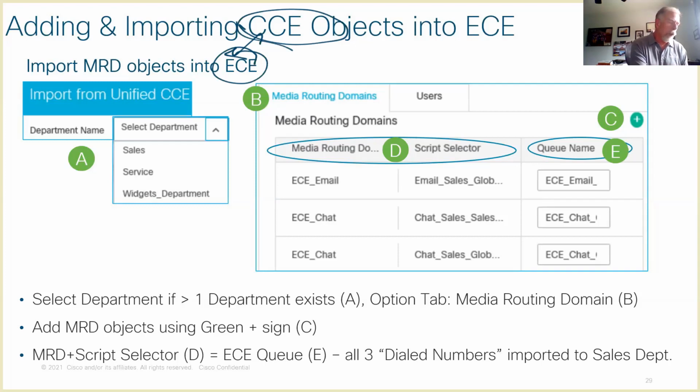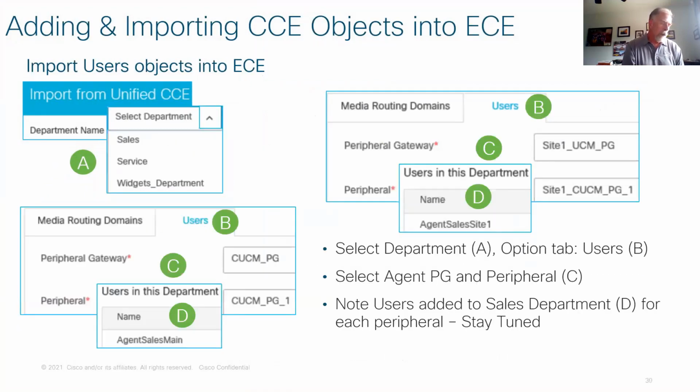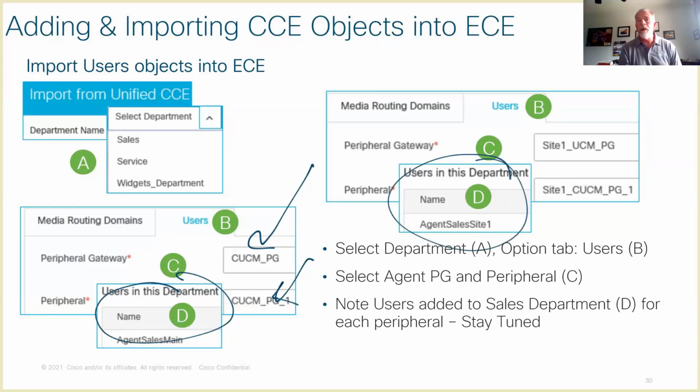And notice that when you do an import, the first thing you must pick, if you've got more than one department, is the department that you want objects to be imported into. And when we also pick departments, another thing you want to know is which peripheral gateway your agents are coming from. By example, if you had more than 2,000 agents, you might have multiple peripheral sets, multiple peripherals. And what we tell you about in the other class is that when we import users as agents into a department, they're kind of stuck there.